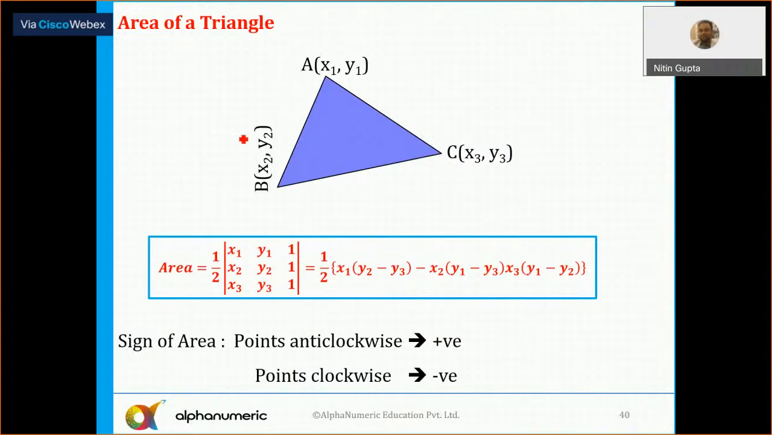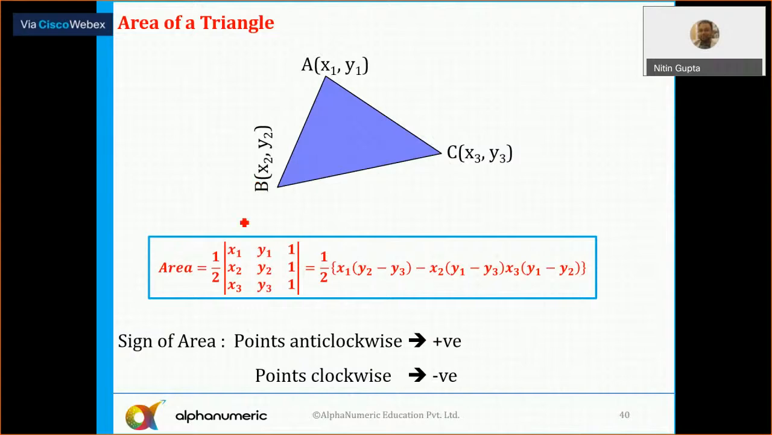Okay. Now, area of a triangle, that is half of determinant of... Can you all hear me now? Please respond. Am I audible to all of you now? Please respond, guys. Yes. Okay.